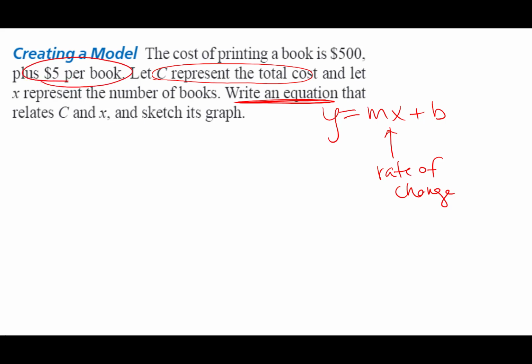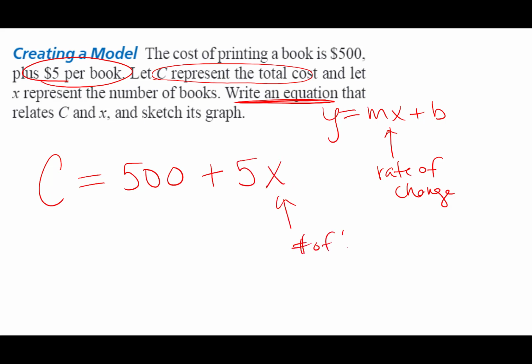So the $5 per book is the slope. C is the total cost, so the total cost equals a flat $500 to print books, plus 5x, because x is the number of books. You can also flip the order. You could also say C = 5x + 500.